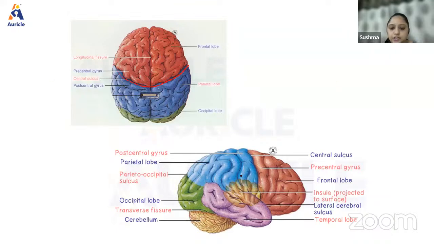Now look at this. This shows the superolateral surface of the brain. Here I have the central sulcus, which is separating the frontal from the parietal lobe, right? Then we have the temporal lobe, which is separated by the lateral cerebral sulcus. This is the temporal lobe, right? This is the parietal lobe, right? And this part is the occipital lobe, and this is the parieto-occipital sulcus. And here you can see the cerebellum. All right. So very simple, guys. Basically, the brain is divided into different lobes by these fissures.